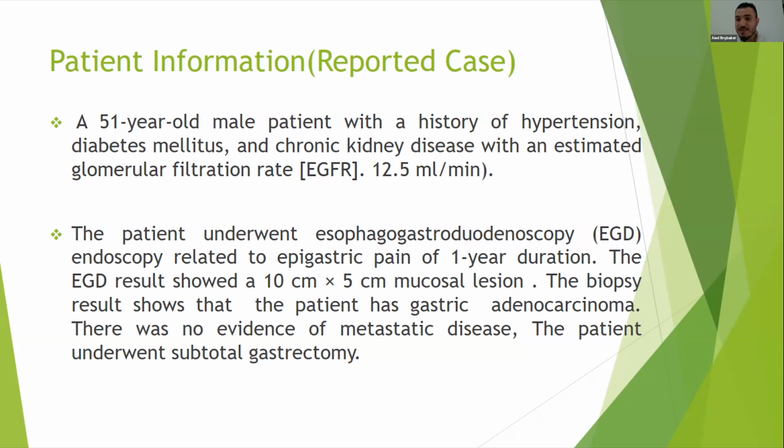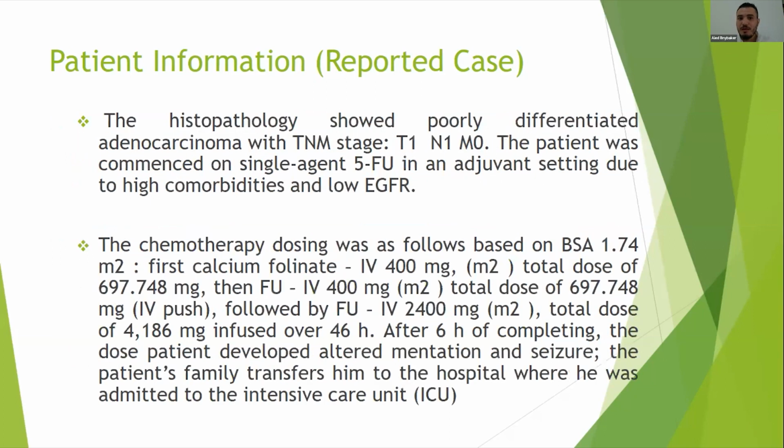The patient underwent subtotal gastrectomy. The histopathology of the biopsy shows the TNM staging for this patient: T it was 1, N it was 1, metastasis it was 0. The patient underwent chemotherapy and was commenced on single-agent 5-FU in the adjuvant setting related to low glomerular filtration rate and high comorbidity. The chemotherapy dosing for this patient was based on body surface area. The body surface area for this patient was 1.74.